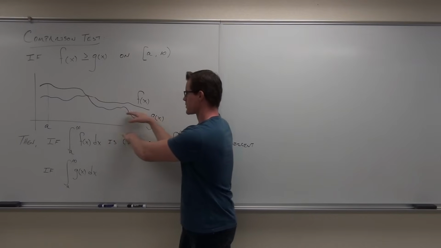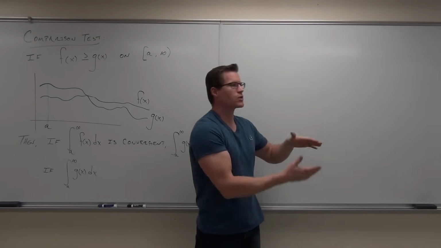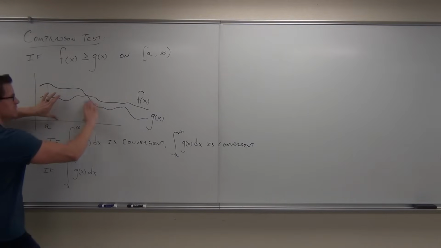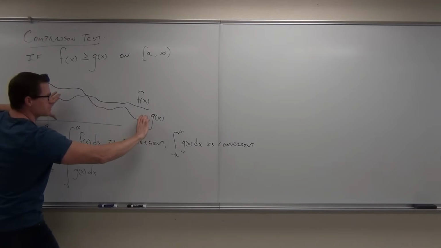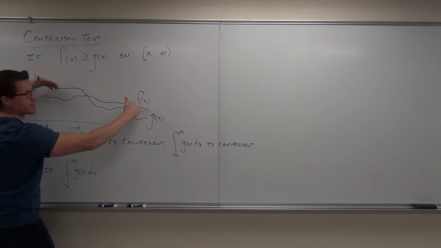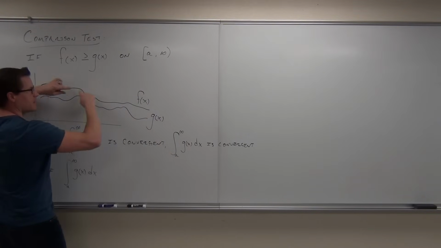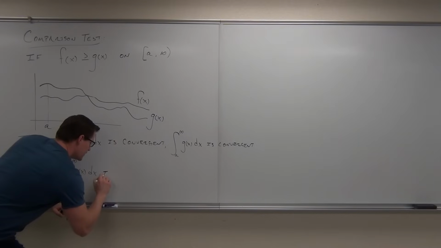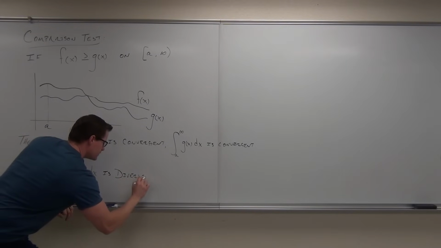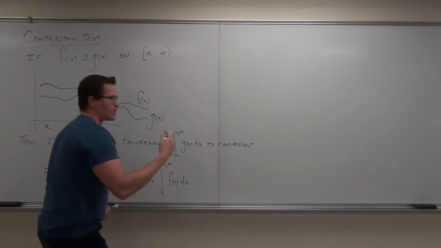Does that make sense? If this one grows without bound and f of x is always bigger than that, how can f of x converge if g of x grows without bound? It's not convergent. So if g of x is divergent, and we know f of x is larger than that, can f of x also converge? No. So if g of x diverges and f of x is bigger than g of x, then the integral of f of x also diverges. I used f of x instead of the integral of f of x, but hopefully you get what I'm saying. If the area of g of x diverges, the area under f of x is bigger than that, so it must also diverge. So if the integral from a to infinity of g of x dx is divergent, then the integral from a to infinity of f of x dx is also divergent.